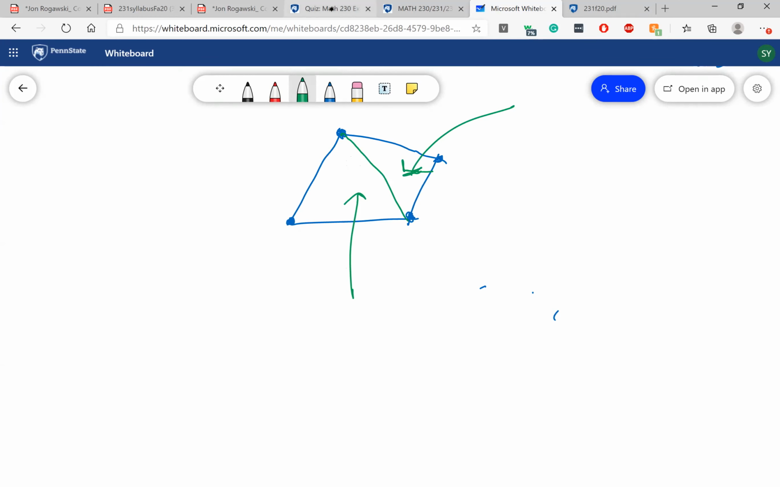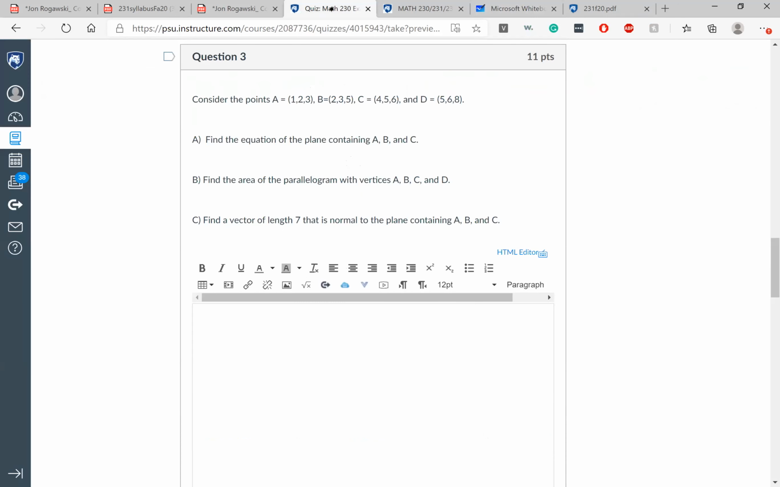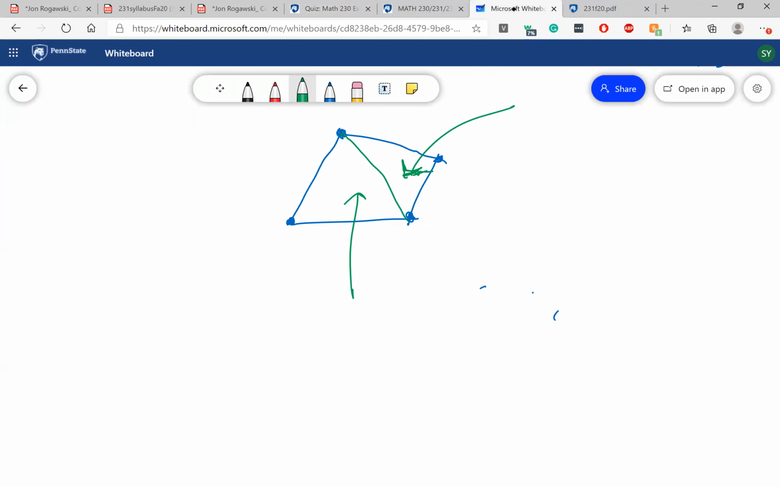It's possible that's what he meant, but he's using the word parallelogram, so I'm just going with it. But if it's not a parallelogram, you can always do this. Does that make sense? Yeah, thank you.